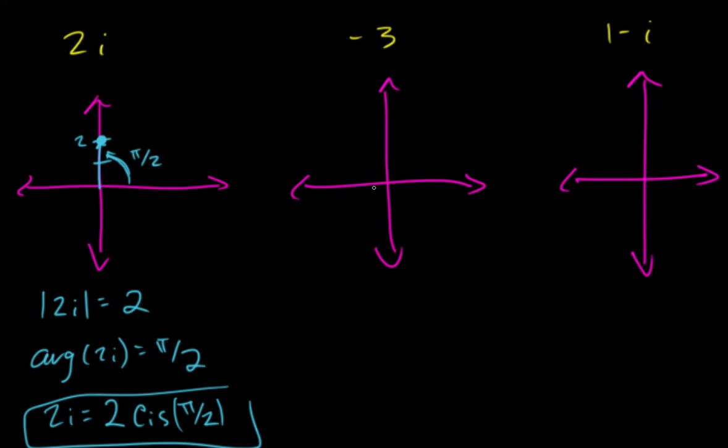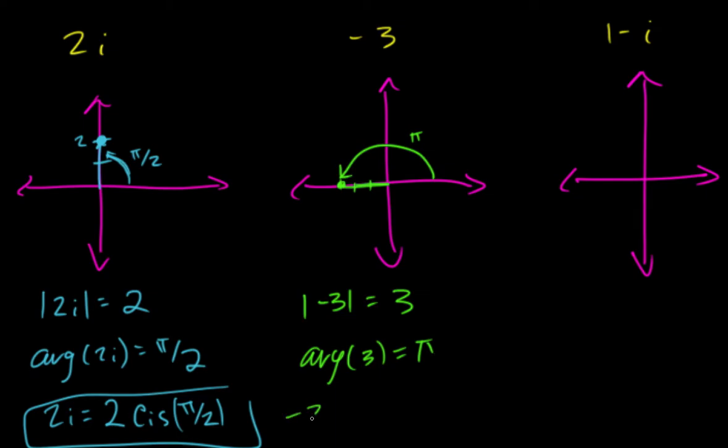Okay, over here, negative 3 is going to be 1, 2, 3. So we know that the modulus is just going to be 3. The argument of negative 3 is going to be pi. And so when we put it into our formula, negative 3 is going to be 3 cis pi.